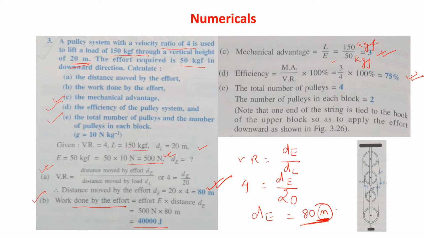Now E, the total number of pulleys and the number of pulleys in each block. Now the total number of pulleys is 4. Why is the total number of pulleys 4? Because the velocity ratio is also 4. Now the number of pulleys in each block will be 2. Note that one end of the string is tied to the hook of the upper block so as to apply the effort downward, as shown in the figure.